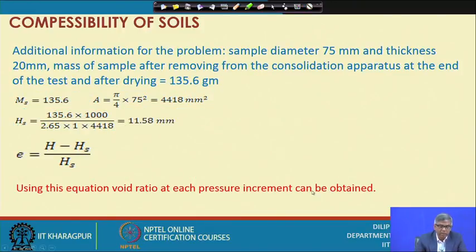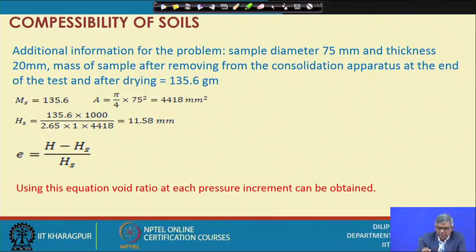You can see now, if I want to do this problem by an alternative method, we obviously require some additional information. This additional information is really not additional; during the test we have that information. In the initial problem it was not given, because it was not essential. If I use the void ratio or thickness versus pressure curve, then this information is not needed. Now, if I want to use this method, we require this information.